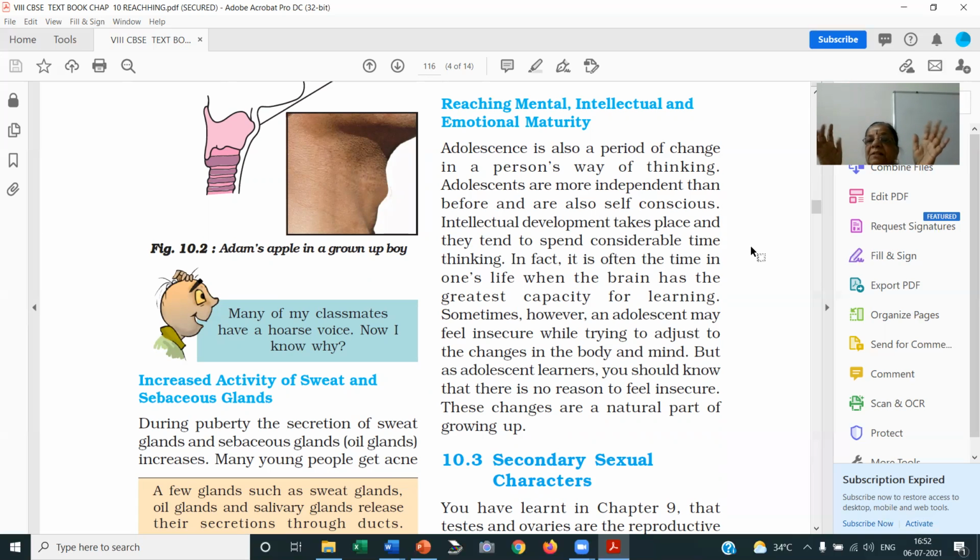After 12th standard, nobody will drop you to the colleges. Yeah. So you have to adjust yourself, you have to accommodate yourself. You have reached the adolescent age. You have reached mental, intellectual and emotional maturity. Okay.